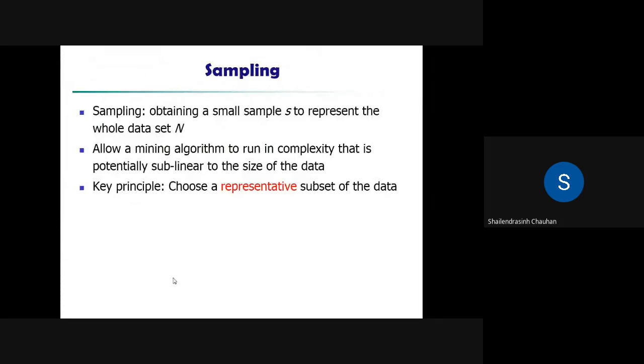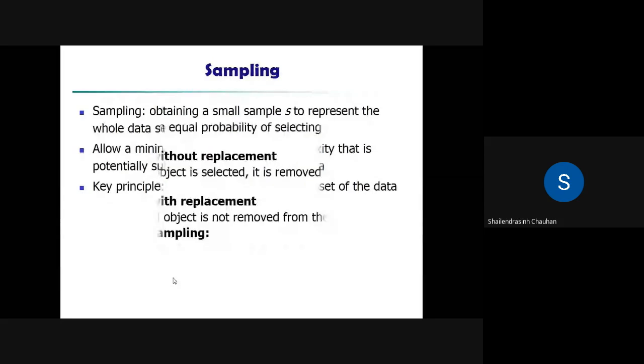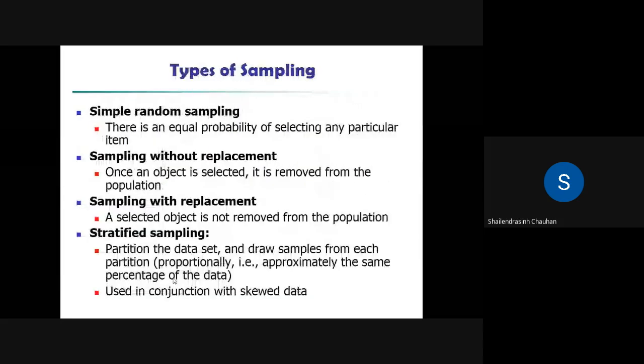And it follows the principle of choosing a representative subset of data. It is just going to choose a representative of the entire data. And in sampling, you have different types like simple random sampling, sampling without replacement, sampling with replacement, stratified sampling. All these are different techniques to get the sample representation of data.